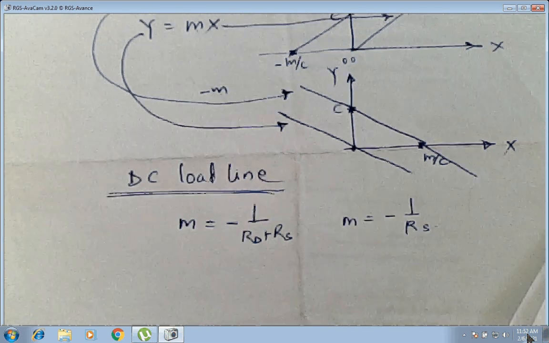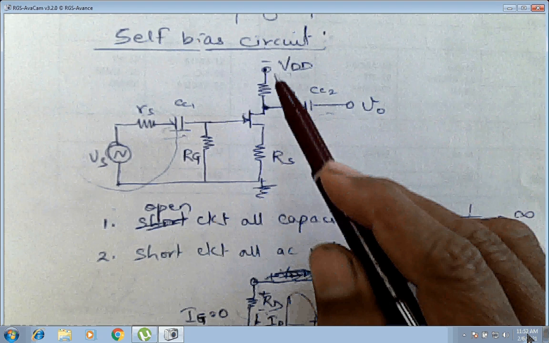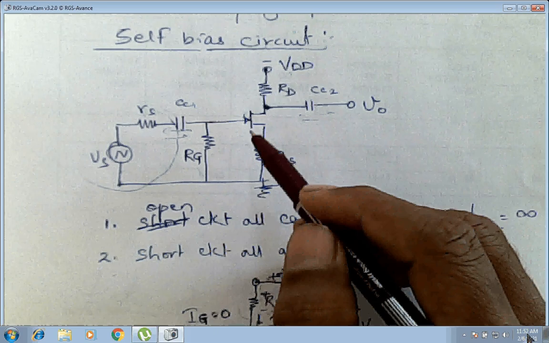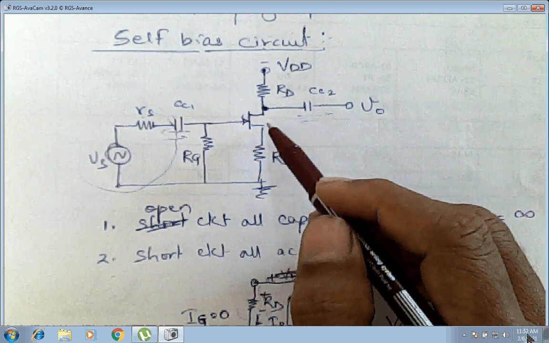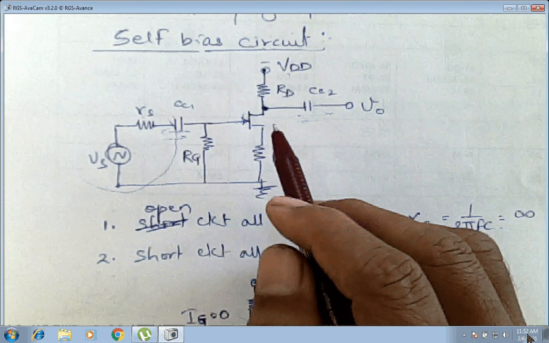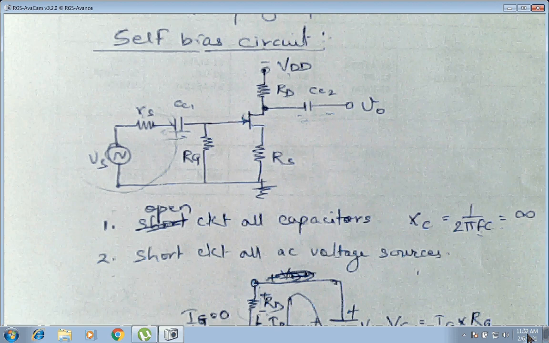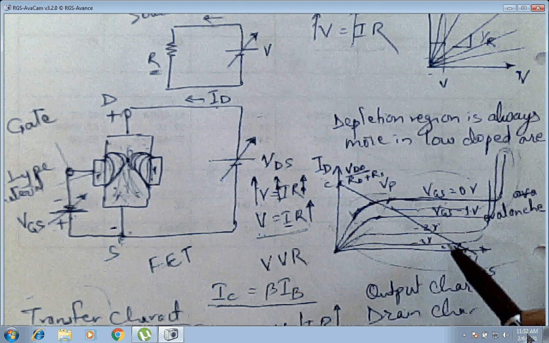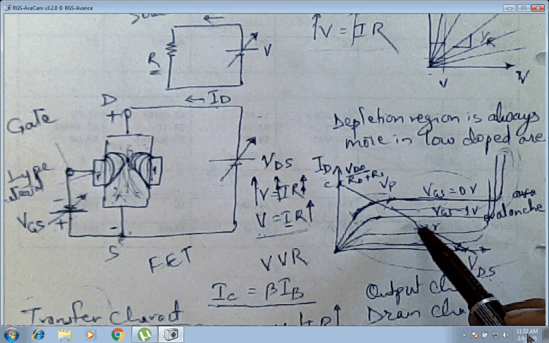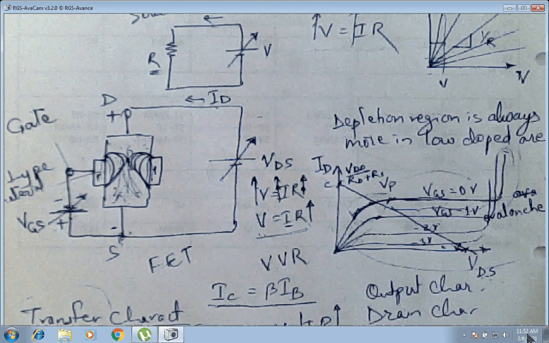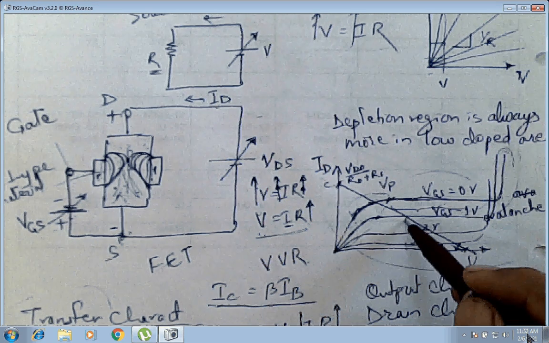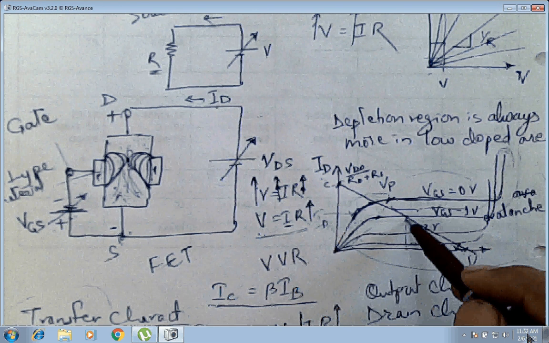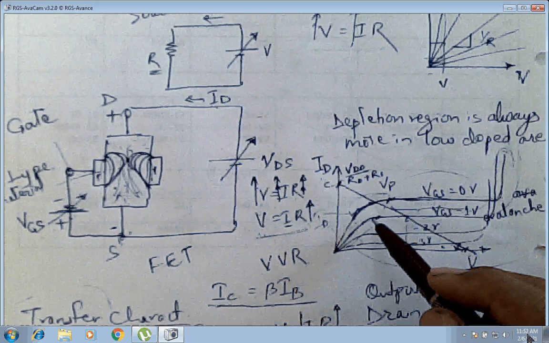What do you mean by Q point, operating point? Once VDD voltage is given, the transistor will be operating. There will be some VGS, some ID flowing, and some VDS voltage. How much will that value be? That value will lie on this line only, where you can find VGS, ID, and VDS. If I keep VDS somewhere here, then this will be my ID. So by keeping VDS at some value, I get ID and VGS.